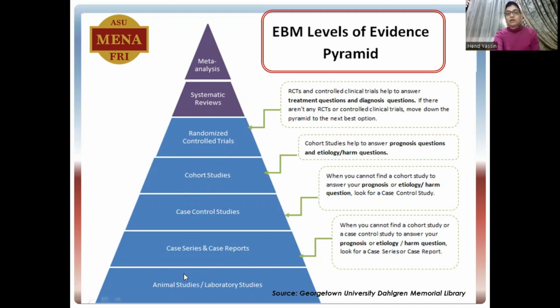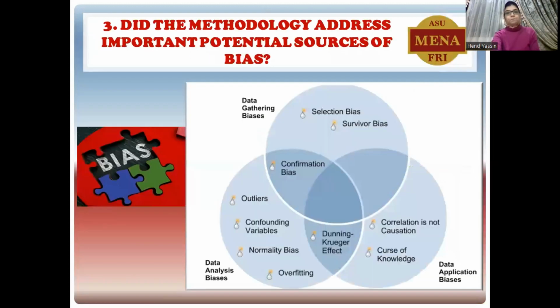Then in the lower base of the pyramid, the case series and case reports, and the animal studies and laboratory studies. As you know, also when we are dealing with harm, we cannot use prospective cohort, for example, because it's non-ethical. So we can use other studies like the case control studies or even the retrospective cohort.